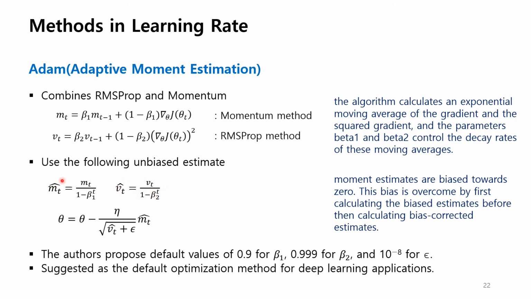So that is ADAM. And the author proposed the beta 1 value here to be 0.9 and the beta 2 to be 0.999, and this epsilon should be very small, like 10 to the power of minus 8. Okay, that's ADAM, and it is known that this ADAM method shows the best performance compared to any other method like RMSProp, AdaDelta, AdaGrad, etc. So it's kind of the default optimization method for deep learning applications.